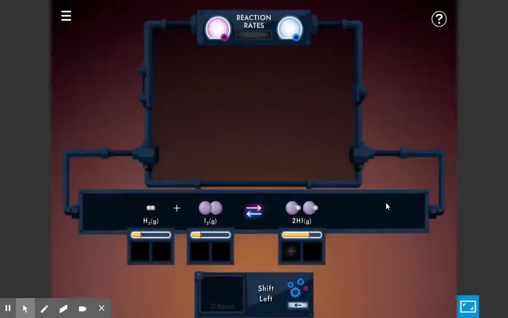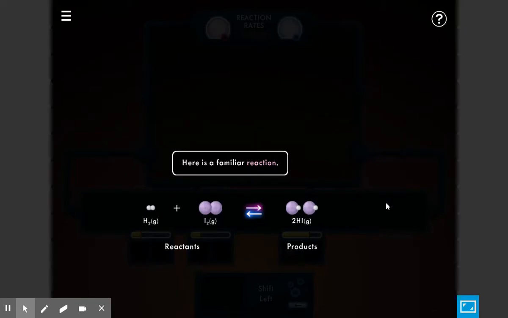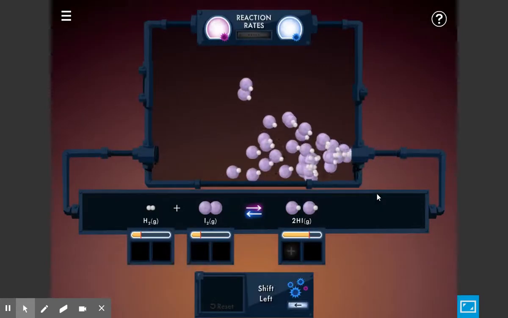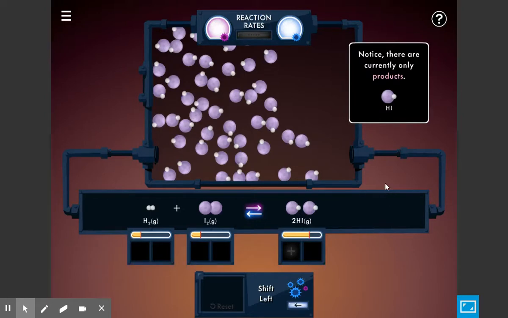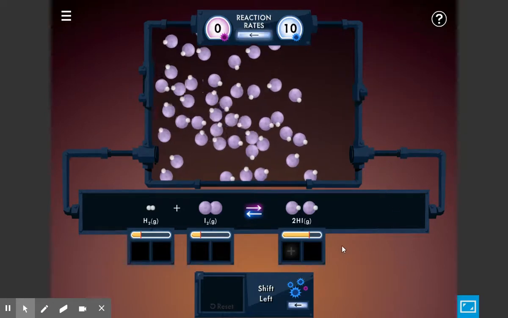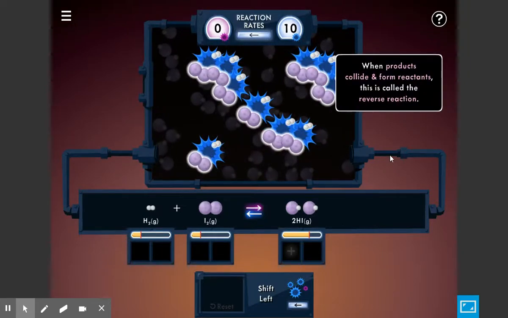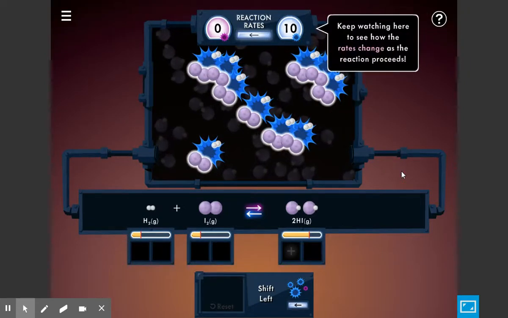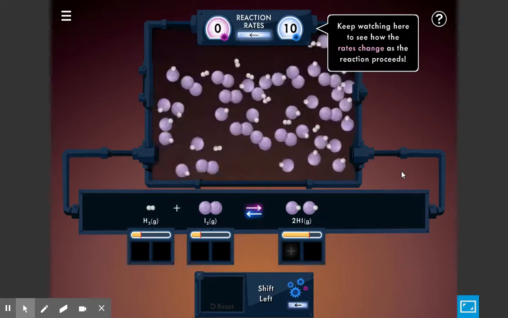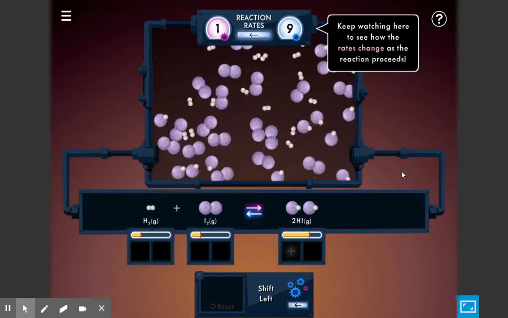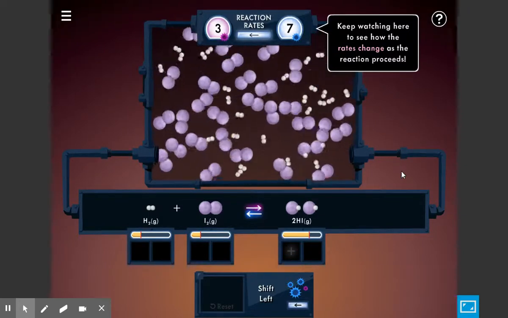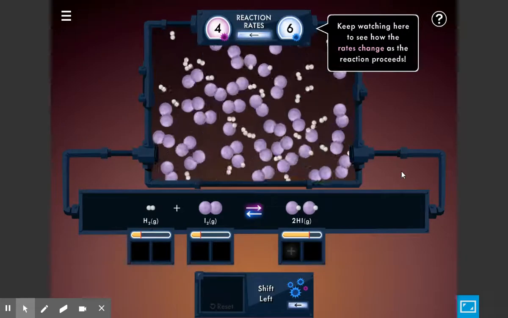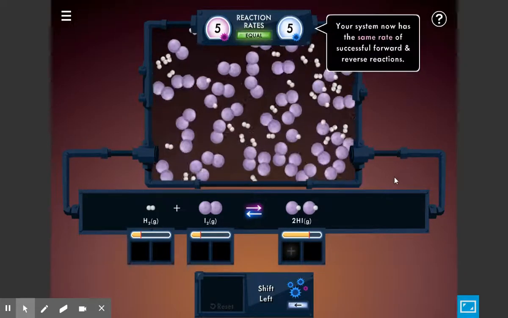So if we add more product, we're going to increase the number of successful collisions on the product side, which results in an increased rate of the reverse reaction. Here, notice there's only HI. So we'll watch it reach equilibrium. And here we are. Now we're at the same rate again.